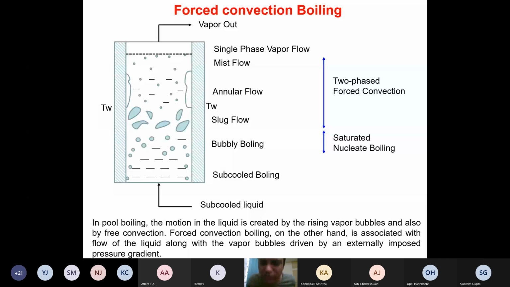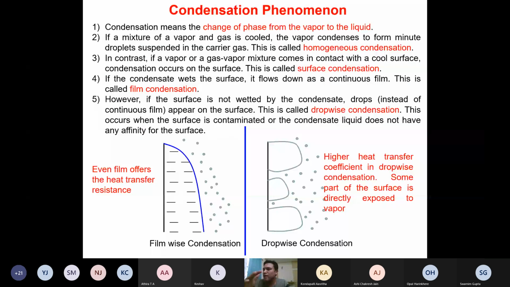Okay, so let us start with today's class. So far we have concentrated only on boiling. Now there is another important phenomenon, which is condensation. That means the phase change from vapor to liquid.